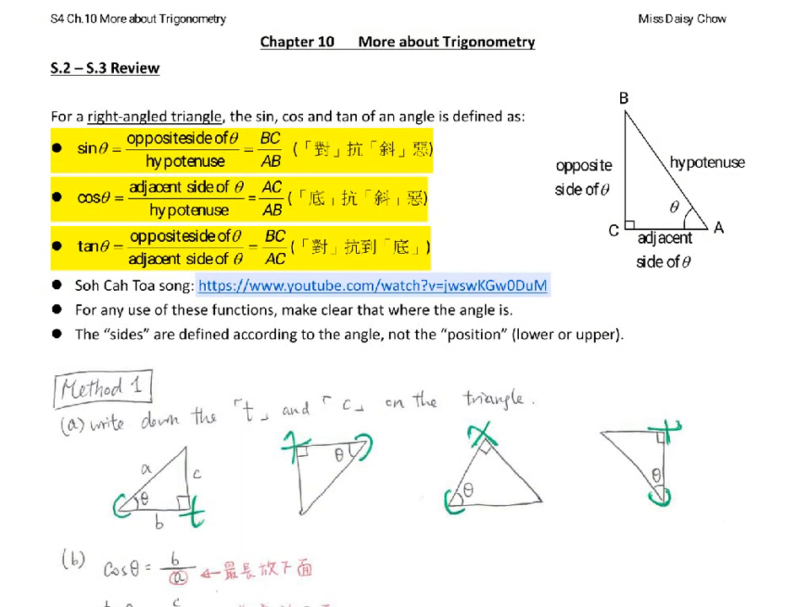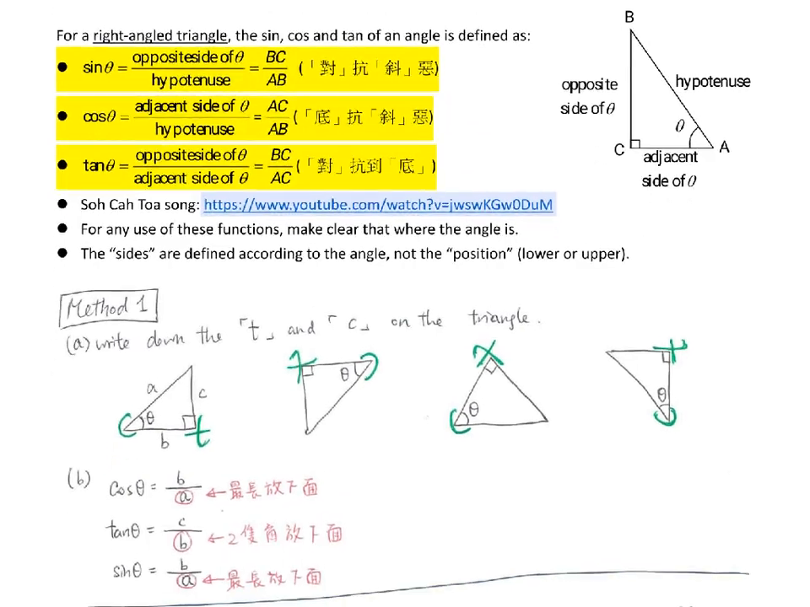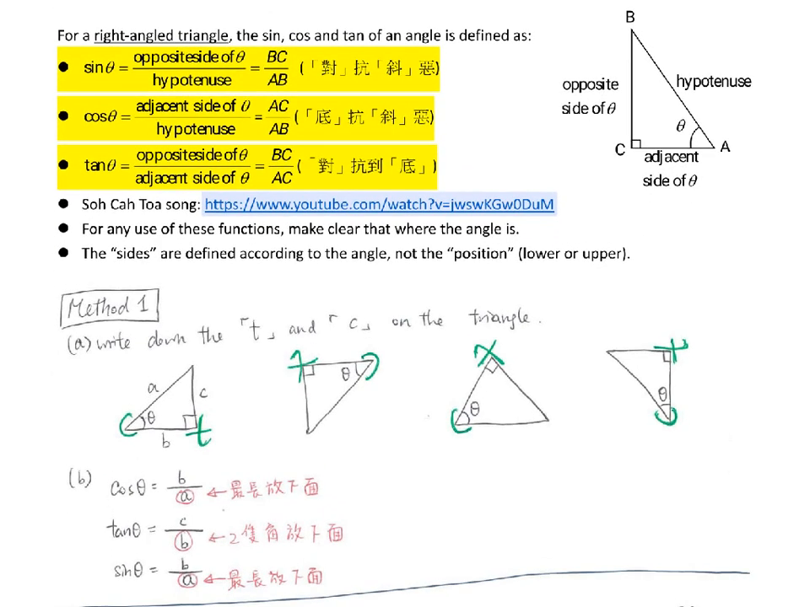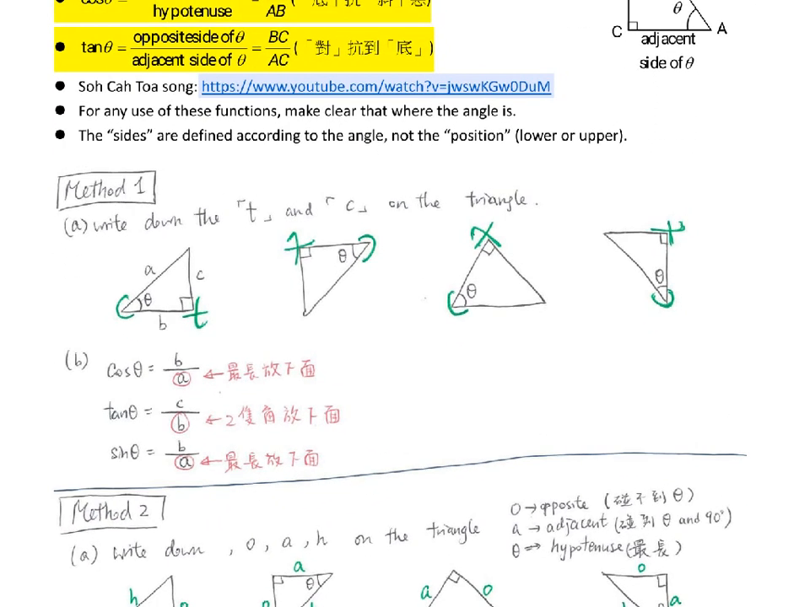Okay, let's have a revision on the trick-code. So first of all, you have to remember the definition of the sine, cosine, and also tangent theta. There are lots of different ways to remember, and this is my method.